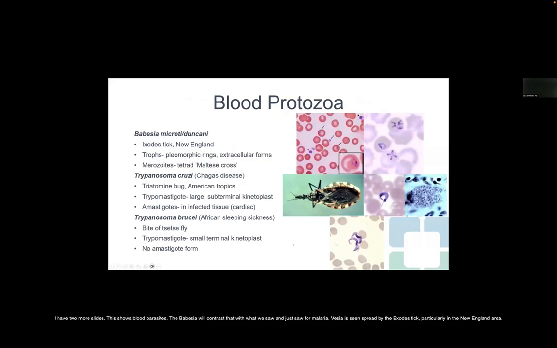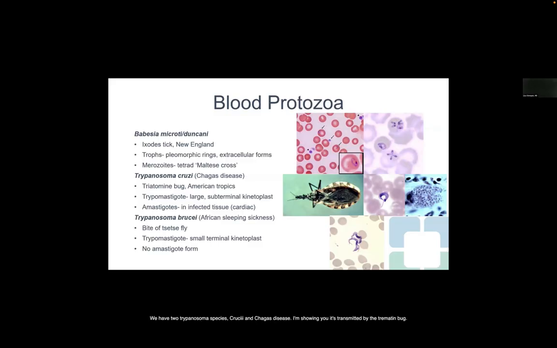I have 2 more slides. This shows blood parasites. The Babesia will contrast with what we just saw for malaria. Babesia is spread by the Ixodes tick, particularly in the New England area. Trophozoites are more pleomorphic in nature. They can be intracellular as well as extracellular. It's important not to mix them up with a platelet. And then the merozoites can take on this tetrad Maltese cross formation. Babesia lacks pigment, schizonts, or gametocytes, so all helpful ways to distinguish from malaria.